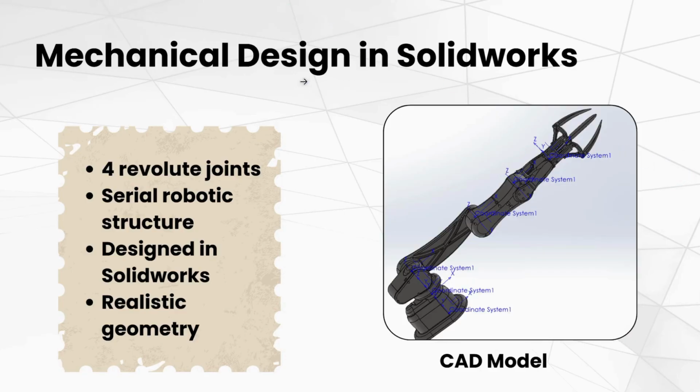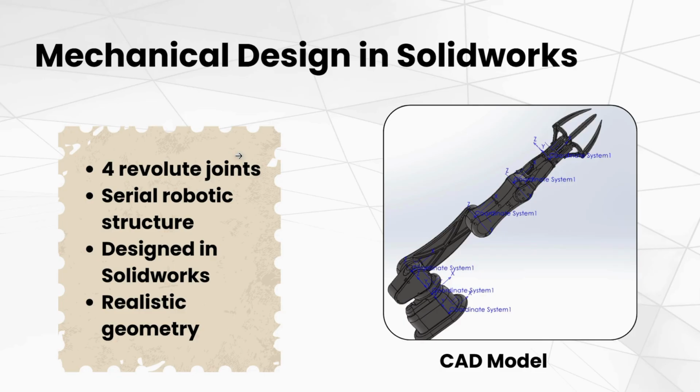Here, the development begins with the mechanical design of the manipulator in SolidWorks. The robot consists of 4 revolute joints arranged in a serial configuration, similar to many industrial manipulators. While designing the model, the focus was not only on geometry but also on creating a structure that could later be used for dynamic analysis and control. Once the design was finalized, the CAD assembly was prepared for simulation.